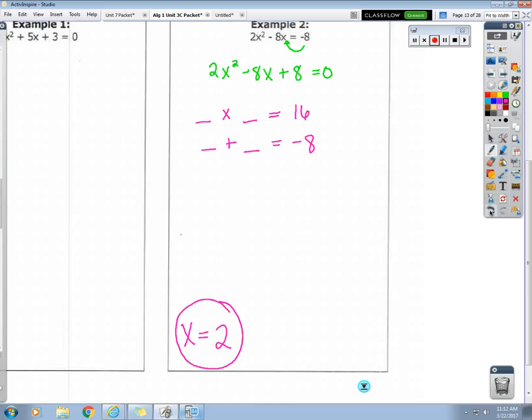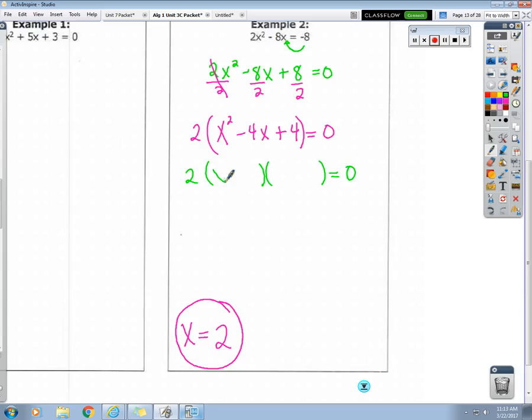Oh, wait a minute. I can do something else. What could I have done? Right, this 2 can be GCF. You can divide all of them by 2. And then that leaves x squared minus 4x plus 4. But then remember, you do have to leave the 2 on the outside showing that you factored it out. But now I've created for myself a trinomial that I can factor by looking for two numbers that multiply to 4 and add to negative 4. And what are those two numbers? Negative 2 and negative 2. Because negative 2 times negative 2 is 4. Negative 2 plus negative 2 is negative 4.